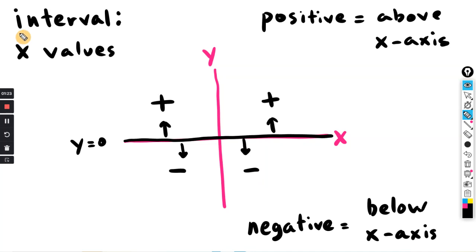And finally, for the interval, it's going to be the x values. They're going to ask us where the graph is positive and where the graph is negative, and we have to find the x values where the graph is positive or negative. It's going to be an interval, greater than, less than.